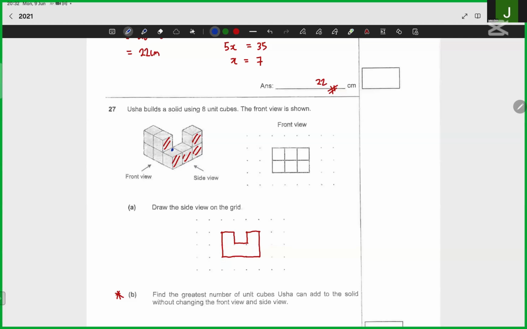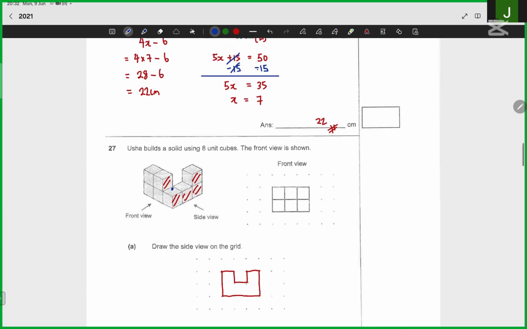Right? Okay, let you think a bit. Huh? Can I add a cube down here? The answer is, okay, answer will be yes. Correct. So if I add a cube down here, the front and the side view wouldn't be affected.